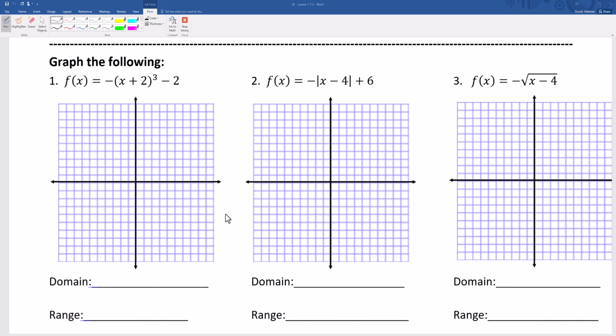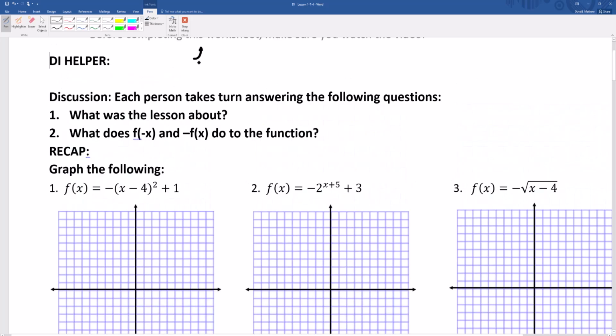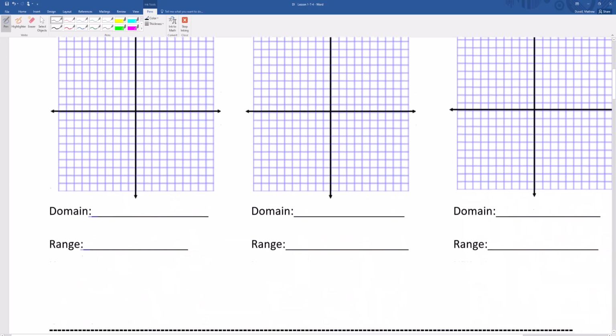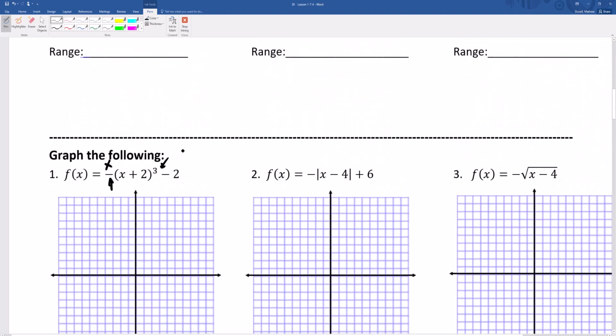All right, so going over this graph, because there's this negative here, there's a reflection over the x-axis. I know that it's going to be a cubic function, so it's going to have that shape. I have a horizontal shift of -2 and a vertical shift of -2.